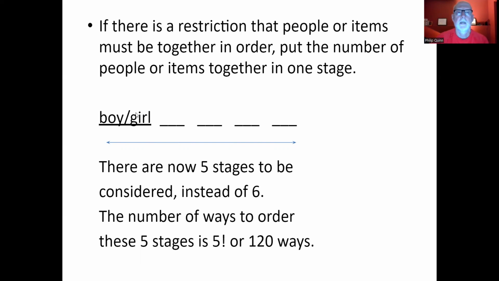Now they can be in the first spot, the second spot, third, fourth, fifth. They can be in any spot, but wherever they're situated, they have to be together. There are now 5 stages to be considered instead of the 6 that we had with no restriction. So the number of ways to order the 5 stages, in other words, this boy and girl plus the other 4 people, would be 5 factorial, or 120 ways.